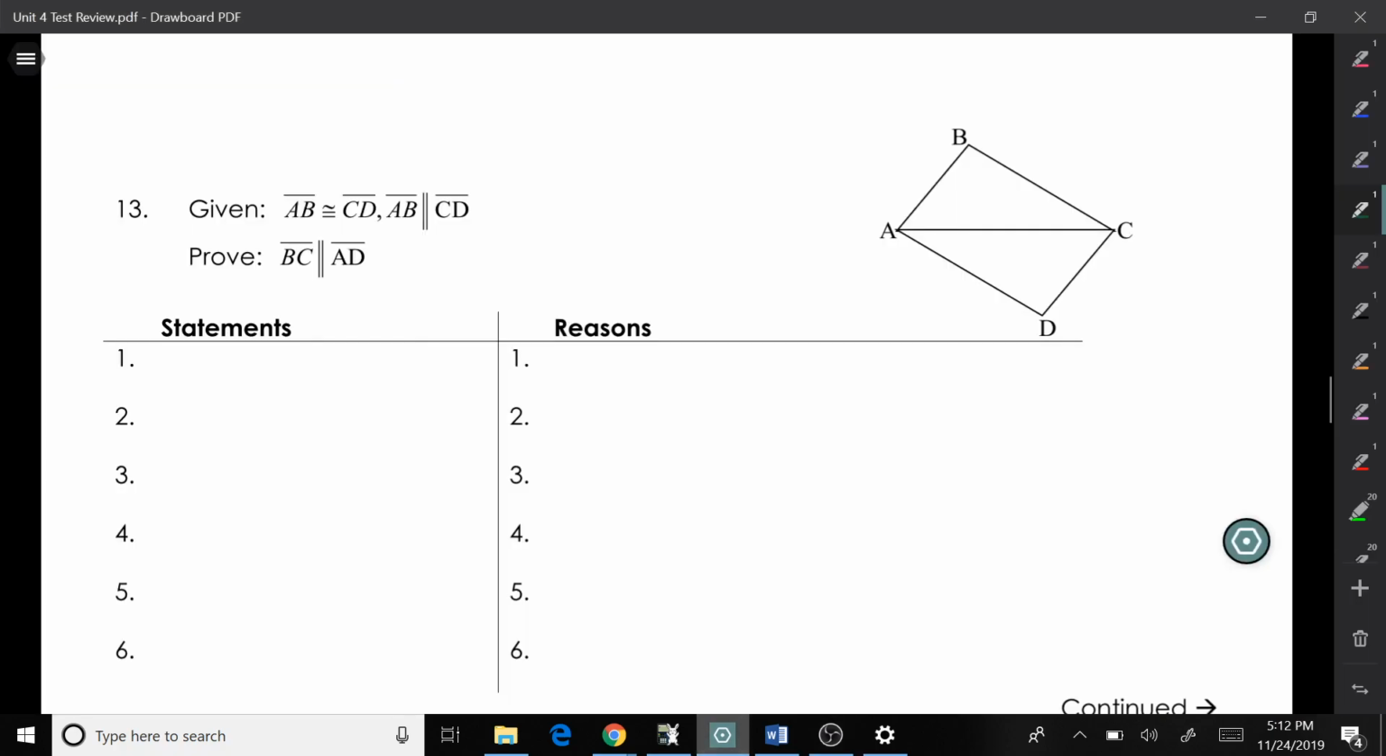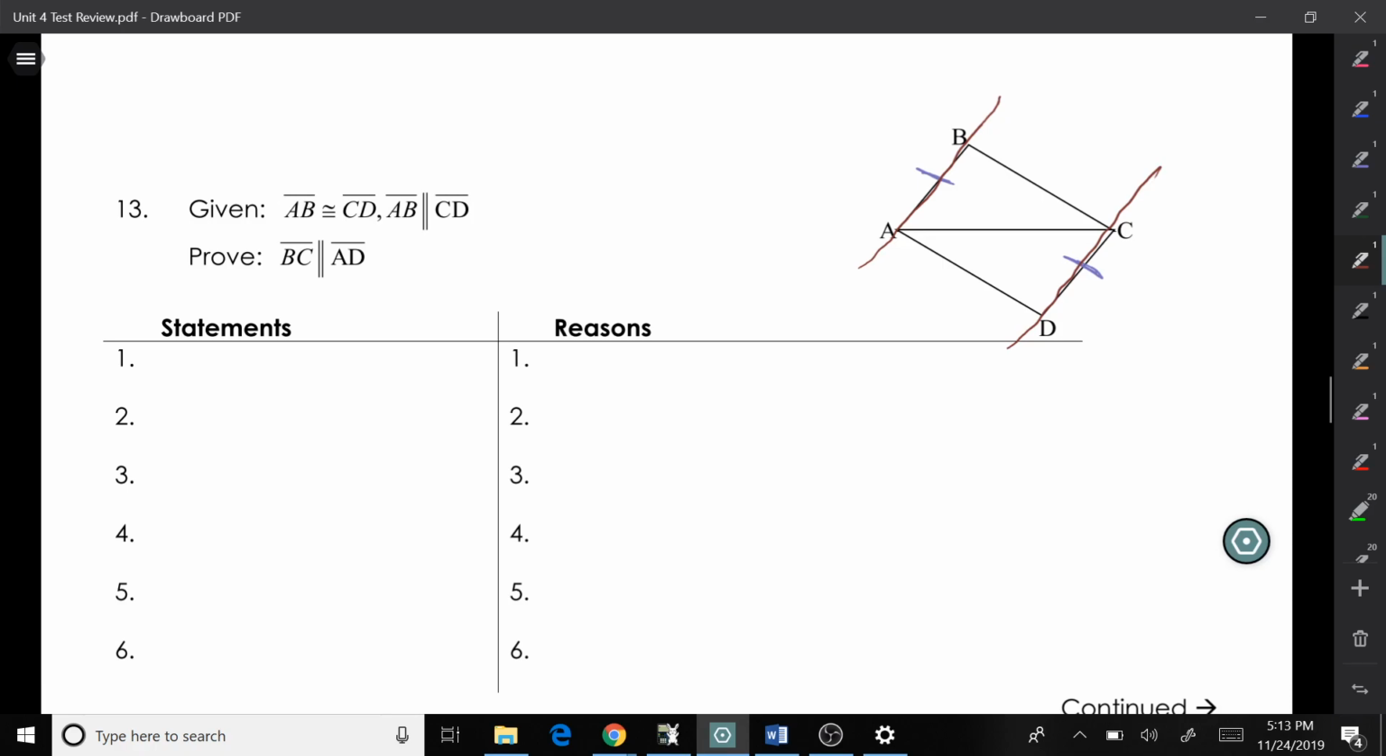On page 4, we have a proof, and we're trying to prove that lines BC and AD are parallel, these two lines. We are told that AB is congruent to CD, that these two lines are congruent. We're also told that AB is parallel to CD. So these two lines are parallel. We're trying to prove that these two lines are as well.